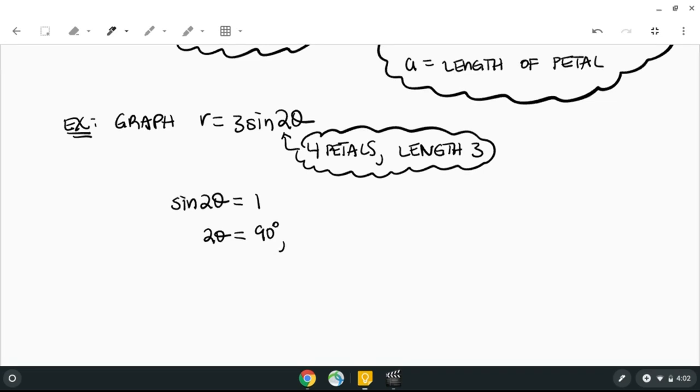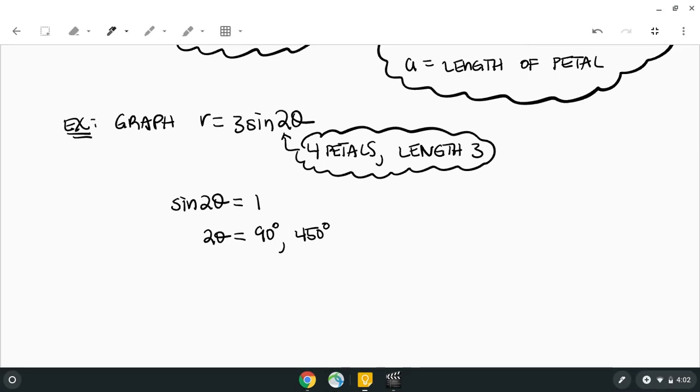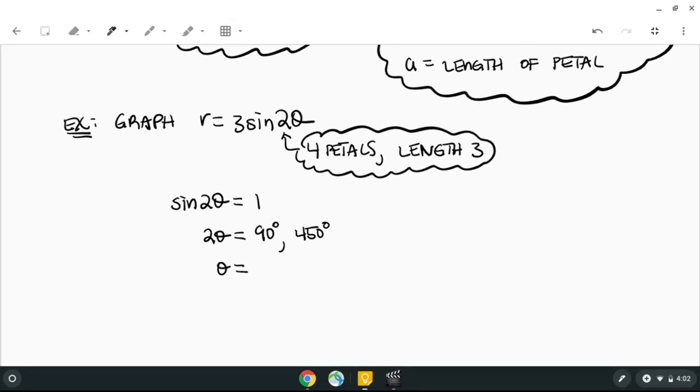So we're solving for 2 theta. If that said 3 theta, we would do 1 more. If that said 4 theta, then we would do 2 more. Let's go ahead and solve for theta. We get 45 degrees, divide everything by 2, and we get 225 degrees. So that's where 2 petals are occurring. We have a petal at 45 degrees with a length of 3, so a radius of 3, and also a petal at 225 degrees with a length of 3.